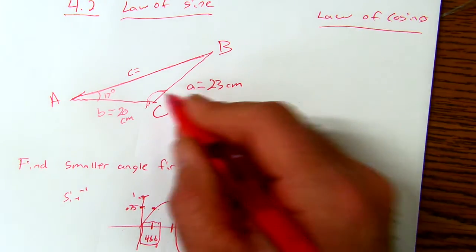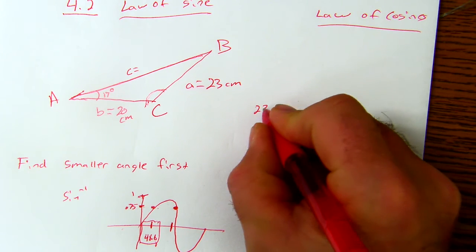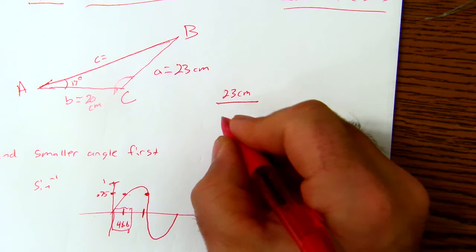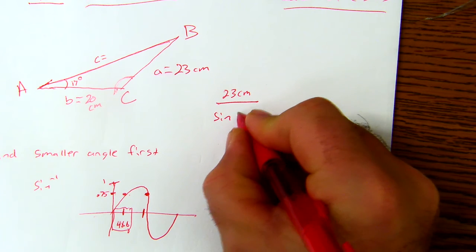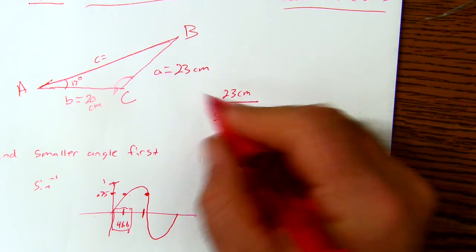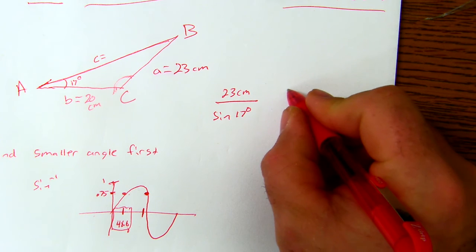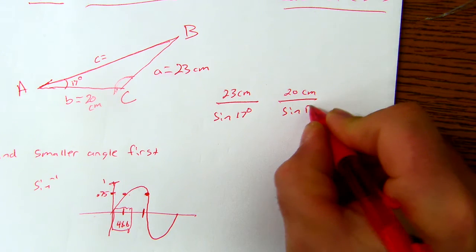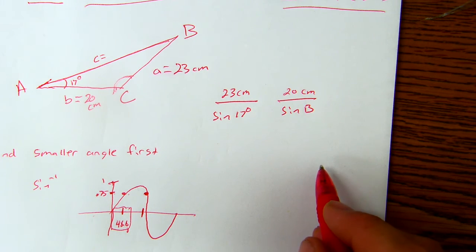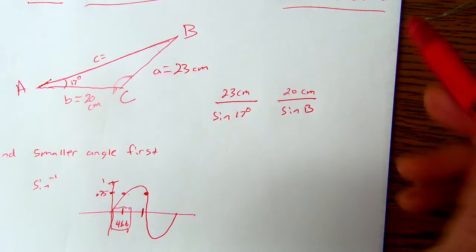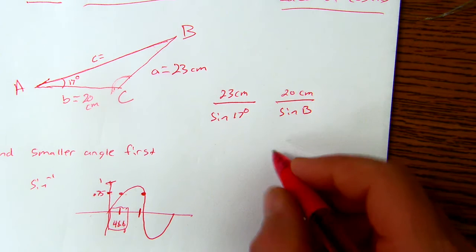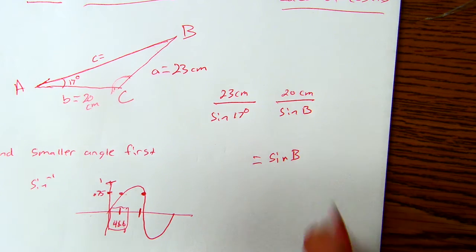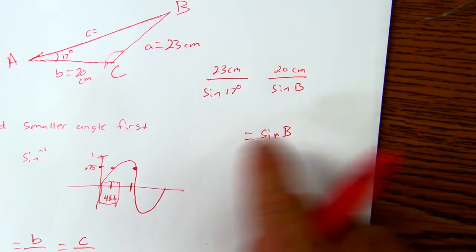So I start with, okay, 23 centimeters, that's A, is to the sine of 17 degrees, as 20 centimeters is to the sine of B. And so angle B is up there. And you're going to do your cross, multiply, and divide. Just remember, after you cross, multiply, and divide, that decimal that comes out is the sine of angle B.